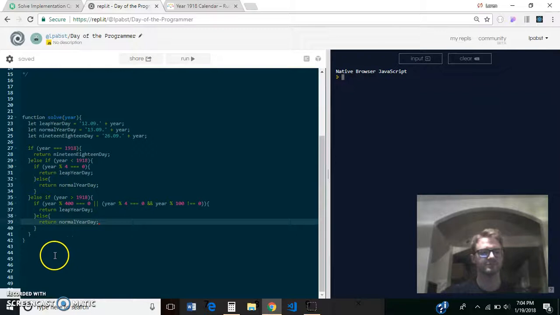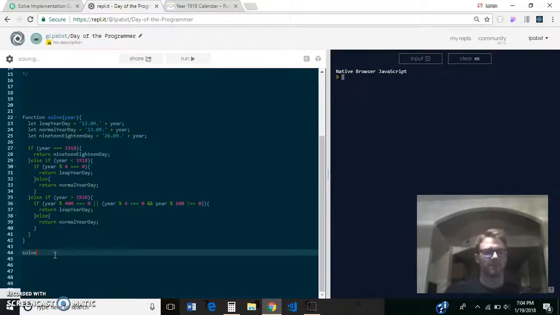Okay, so let's try this out. If we put in 1918, we should get the 26th of September. There we go. Great. If we put in a year before that, oh, so this is not a leap year, so it's going to be the 13th no matter what. Let's pick a leap year before that, 1914. 13th of September. I feel like the 17th gave us the same answer. It did. Okay, what do we got here? Leap year. Okay, yeah. Oh, I see what I'm doing wrong. Okay, so that's a leap year. There we go. That's my bad.